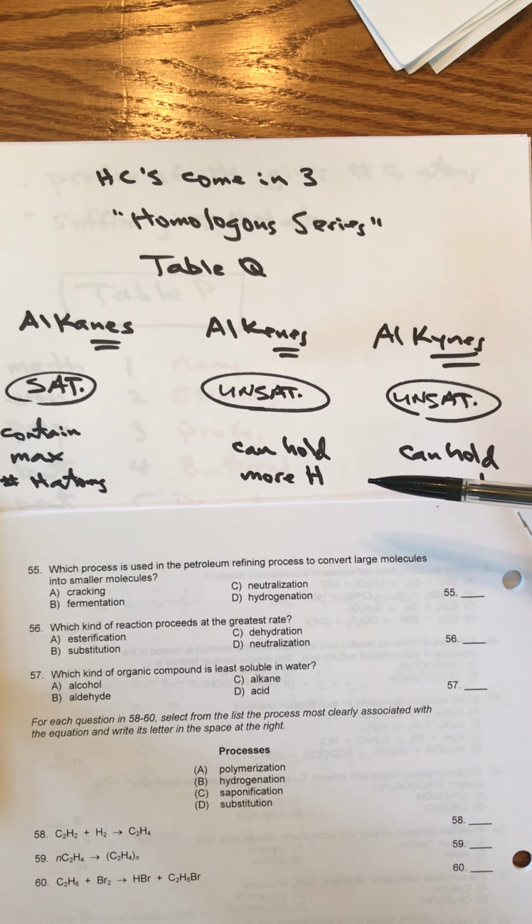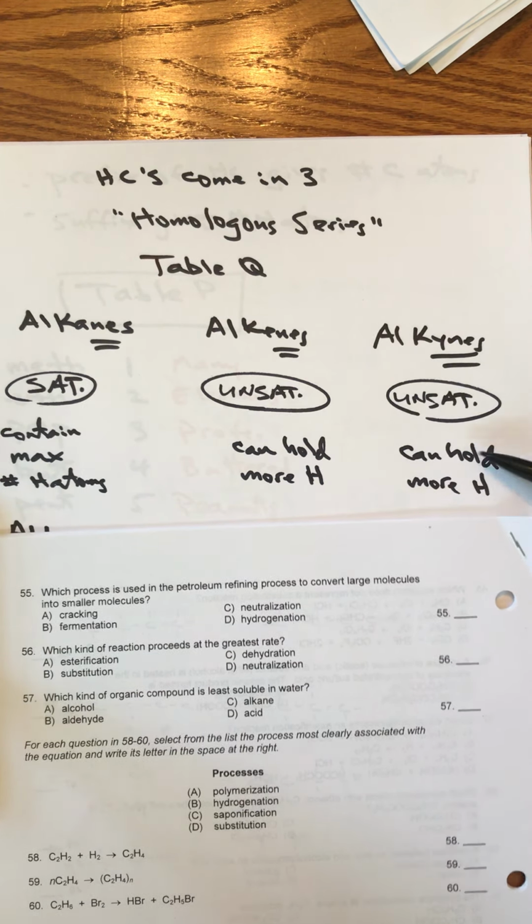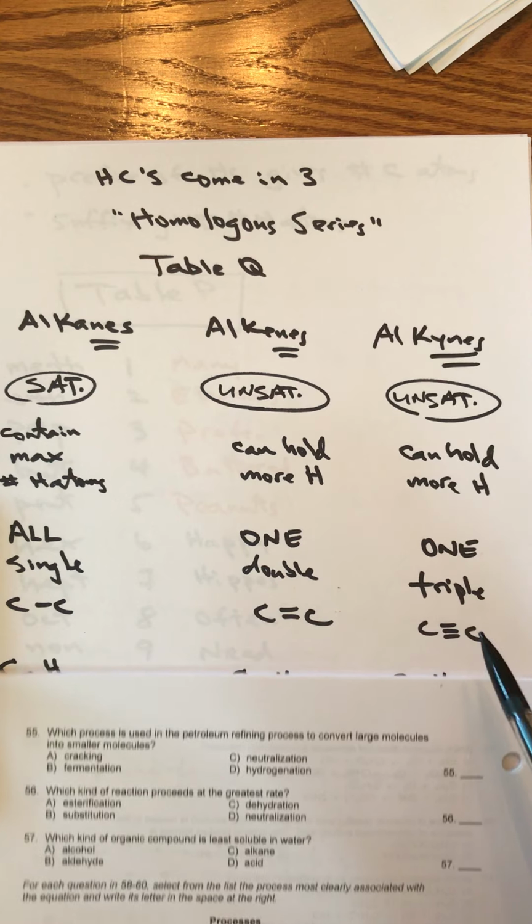Alkenes have one double bond in between two of the carbons. So you can break open that double bond and stick two hydrogens on there. You can make them a little bit heavier. Alkynes have a triple bond. So all single bonds for alkanes, not all, just one double bond for alkenes, and one triple bond for alkynes. Carbon to carbon single, carbon to carbon double, carbon to carbon triple. That's how you recognize alkanes, alkenes, and alkynes.